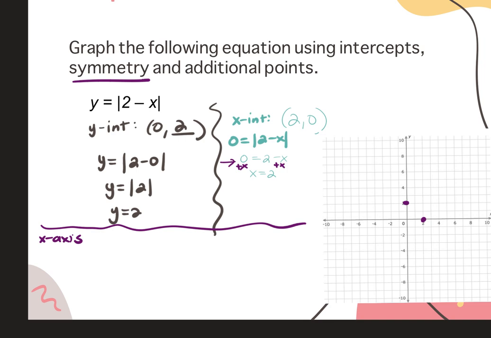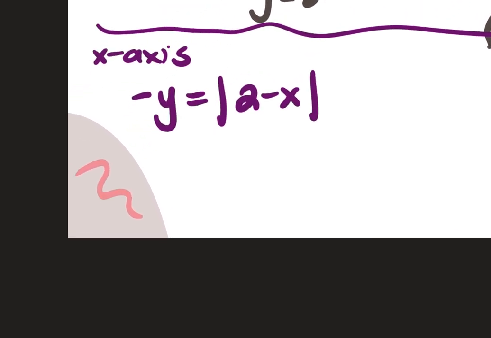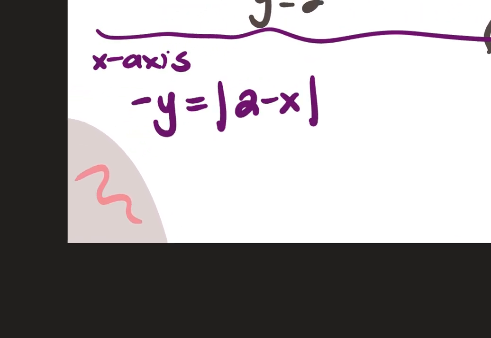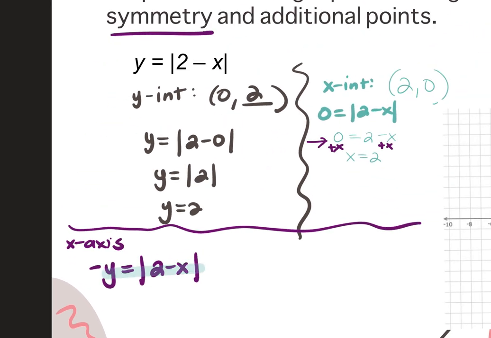Okay. All right, how do I test for x-axis symmetry? You turn the y negative. So it's going to be negative y equals the absolute value of 2 minus x. Then I say, can I simplify this? Is there a squared? Is there something in the absolute value by itself that I can simplify? And the answer is no. So that stays the way it is. Now I compare it back to the original. Does this equation, the one we just made, match my original? No.